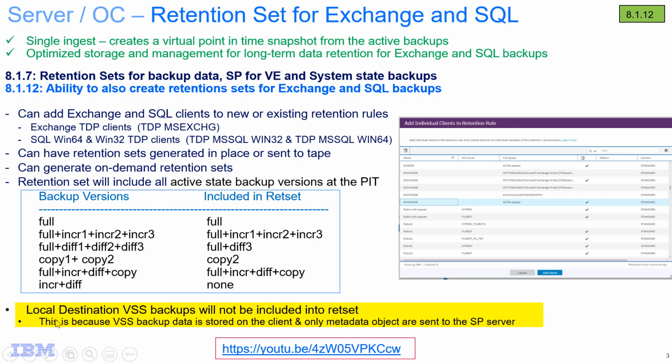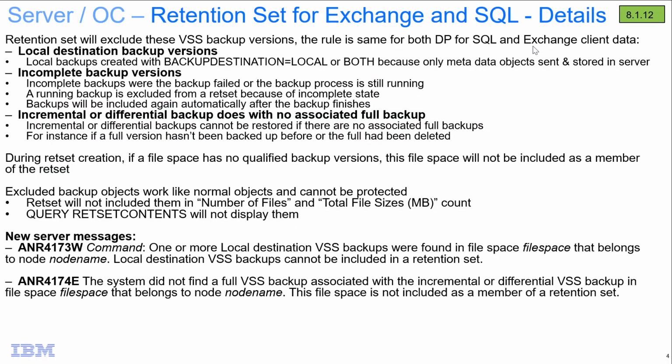The other thing to note is that if you're using VSS local destination backups, those would not be included in the retention set. This is because VSS backup data is stored on the client and only the metadata objects are sent to the Spectrum Protect server. I do have a YouTube demo out there showing how to use the retention sets for Exchange and SQL, so check that out.